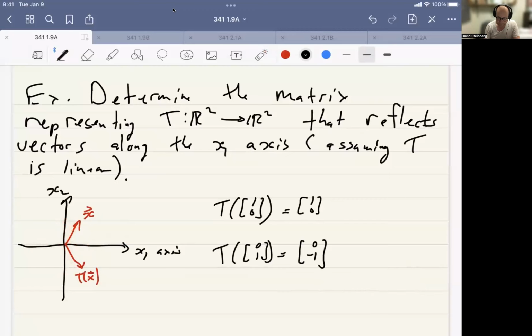Okay, so we know that T of X is equal to what? [1, 0; 0, -1] X for all X in R2.